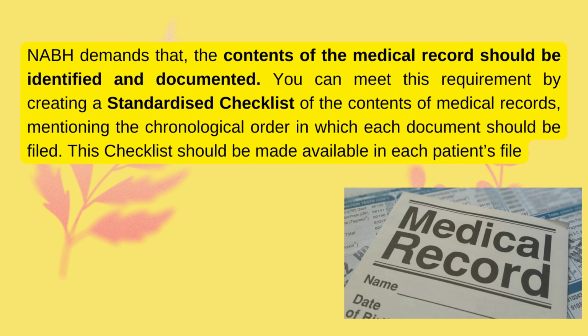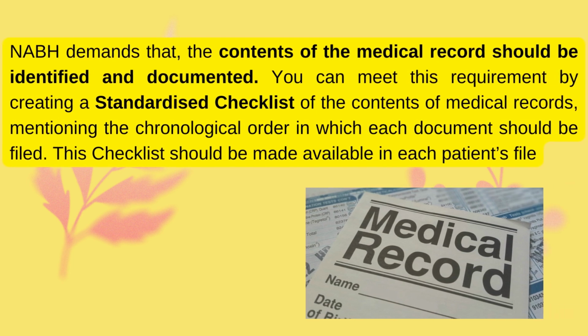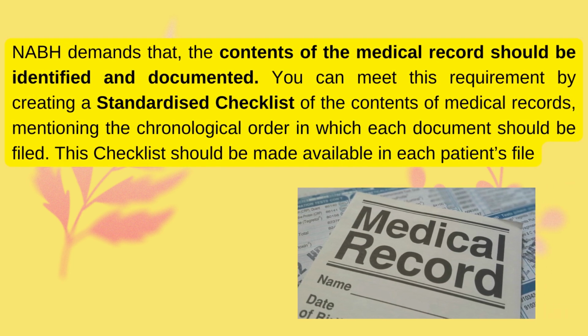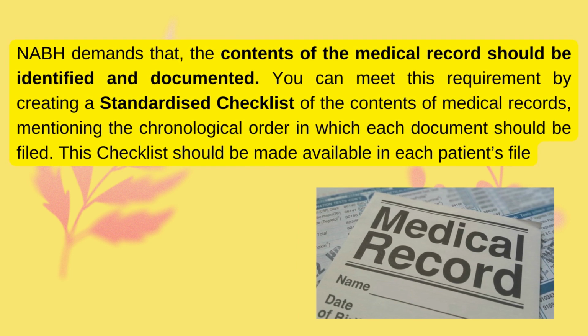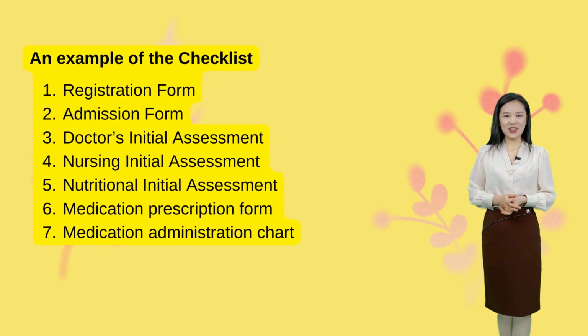NABH demands that the contents of the medical record should be identified and documented. You can meet this requirement by creating a standardized checklist of the contents of medical records, mentioning the chronological order in which each document should be filed. The checklist should be made available in each patient's file. An example of the checklist.